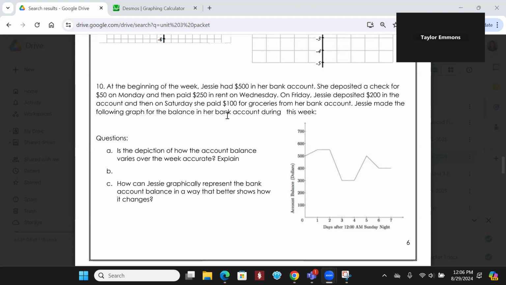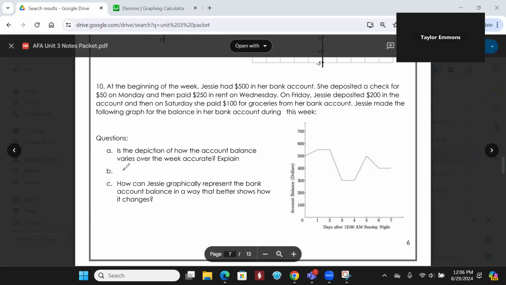Is the depiction of how the account balance varies over the week accurate? What do you think? Does it show the amount at the end of the day? So it shows the amount at the end of the day.